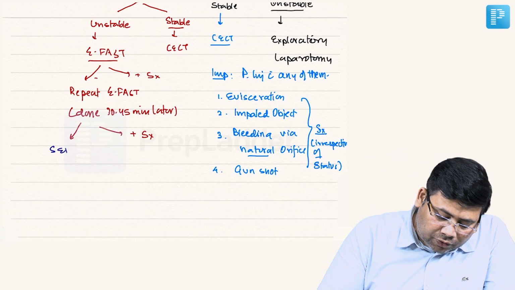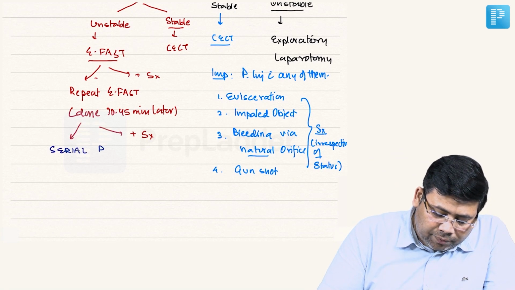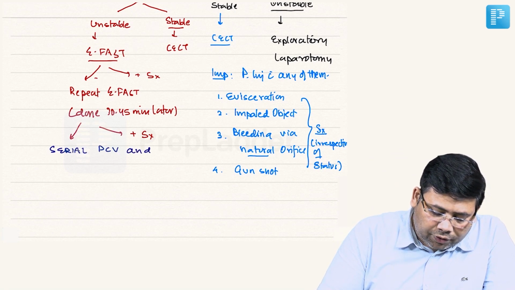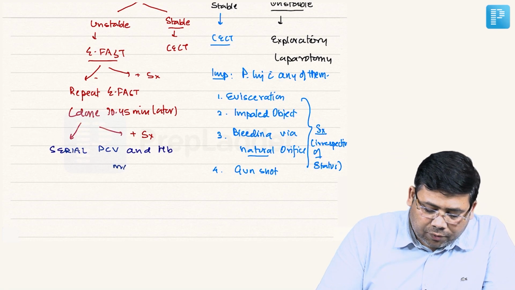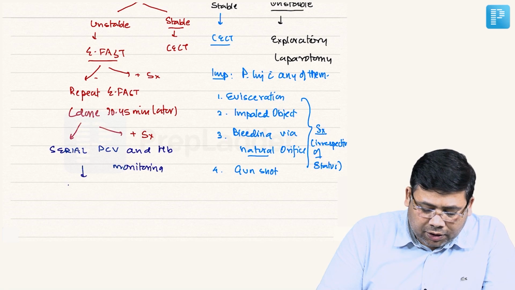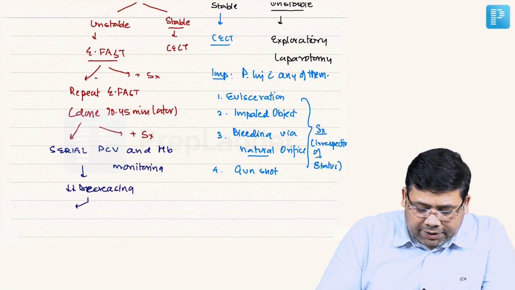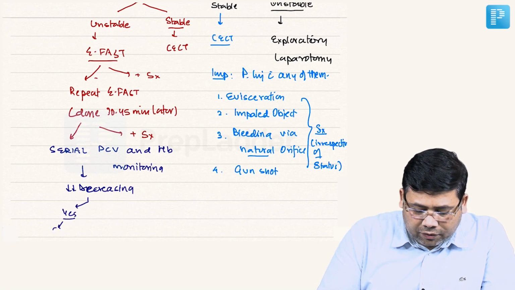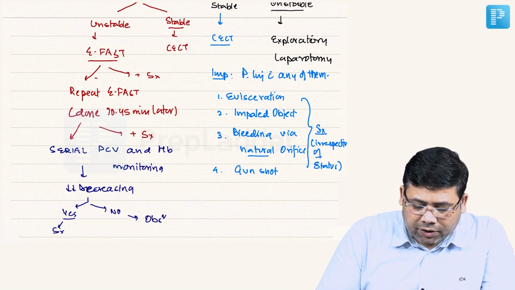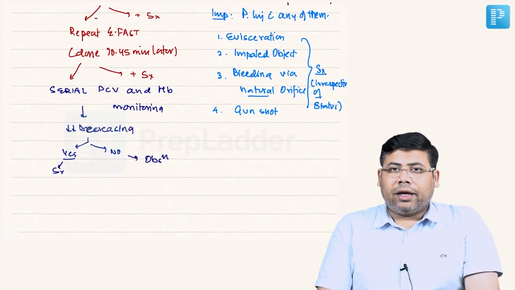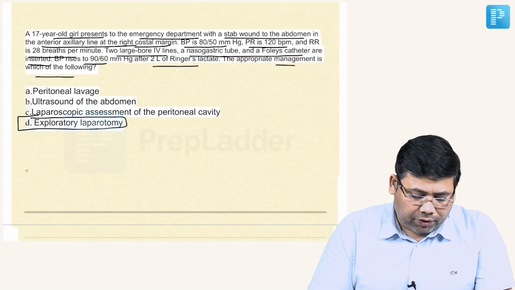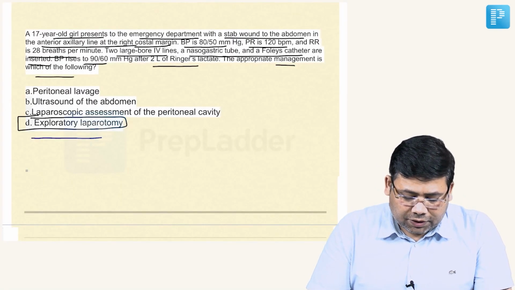So in this case, you are going to go for serial PCV and hemoglobin monitoring. If you see a decreasing trend, that means there is an ongoing bleed, and you'll go for surgery. If it is not, then you will continue with the observation. This is the standard SOP of the management of abdominal trauma. So the answer for this is D.